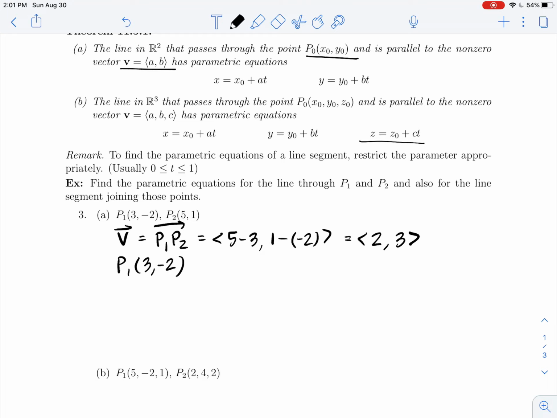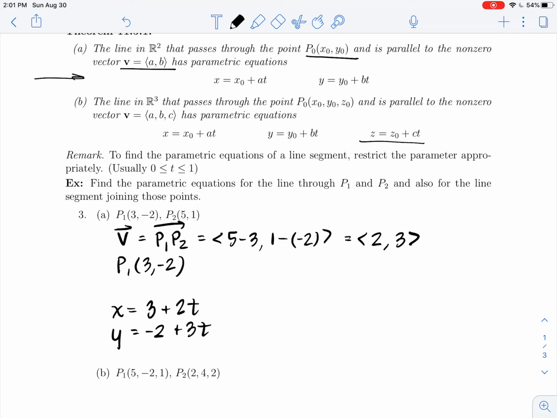And now I'm going to look back up here at part A of the theorem and write out my parametric equations. X equals, take the x component of the point, which is 3, and tack on the x component of the vector, 2, times t. And then do the same thing for the y components. Y equals negative 2 plus 3t. These 2 equations are your parametric equations for the line.